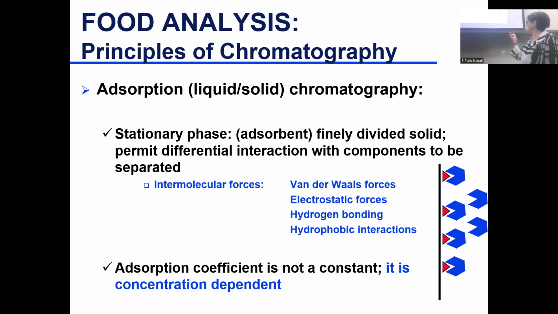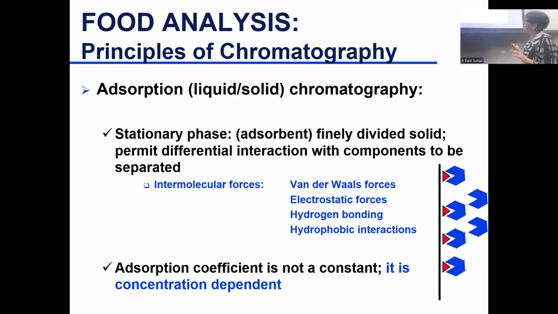Now, what I'm trying to demonstrate here is that you do not have a constant partitioning coefficient. So in partition chromatography, partition coefficient is constant. So at equilibrium, you get a constant value, which is the concentration of solute in phase 1 over the concentration of solute in phase 2. But here, adsorption coefficient is not a constant because it is concentration dependent.